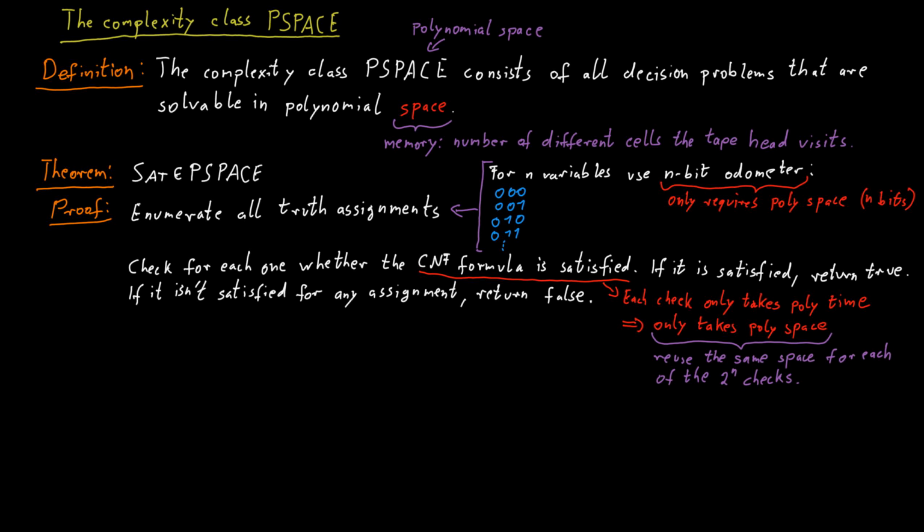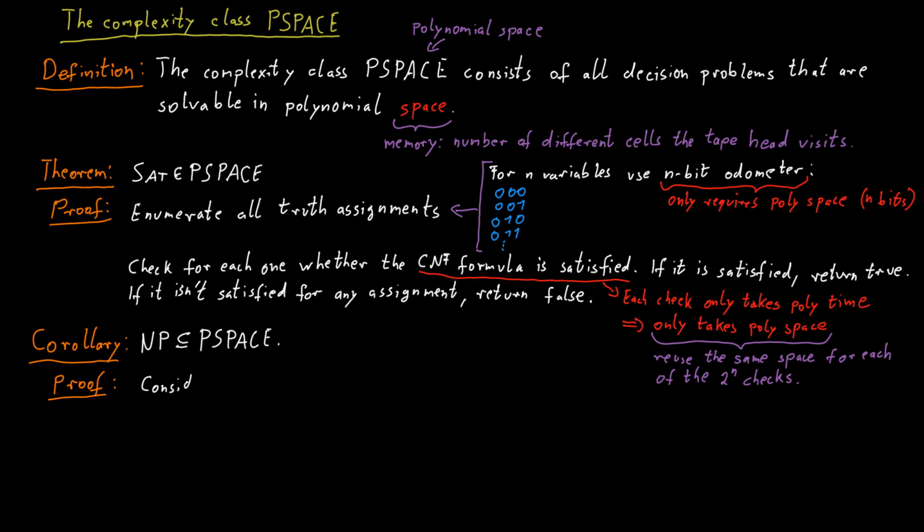This algorithm requires exponential time because there are exponentially many truth assignments of the variables, but we only need polynomial space because we can reuse the space in each iteration of this loop of the algorithm. Since satisfiability is contained in PSPACE, and satisfiability is NP-complete, so belongs to the most difficult problems in NP, we should expect that all of NP is contained in PSPACE. And indeed, this is true.